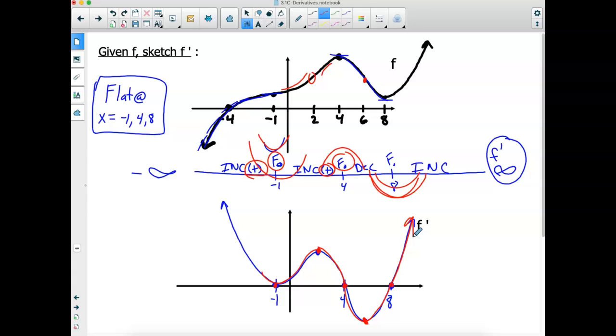So Monday, we are going to be sketching graphs from f prime back to f. So think about these hard, look at them, and do what you can do well.